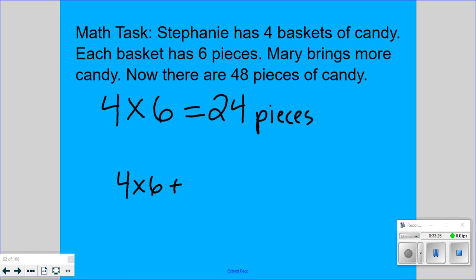Do I know? That sounds like a mystery number to me. Four groups of 6 plus mystery number. What is that worth? Look at that problem. It'll tell you. What is that going to be worth? Look at that problem.